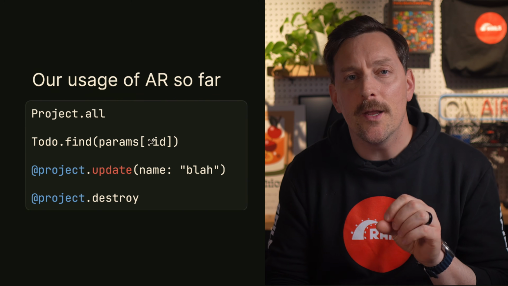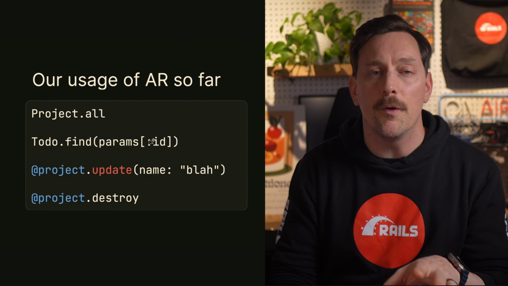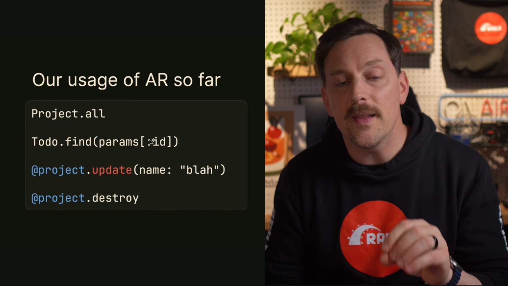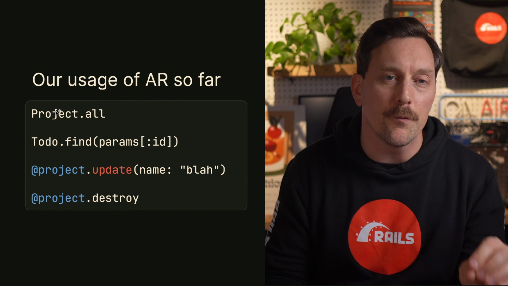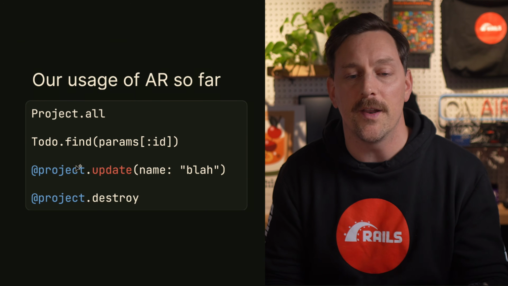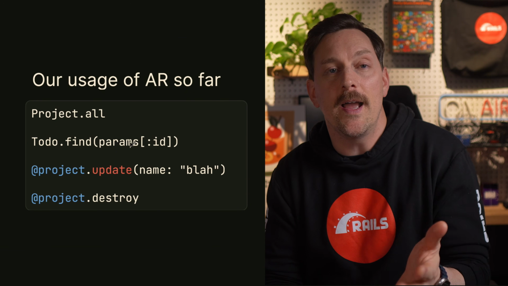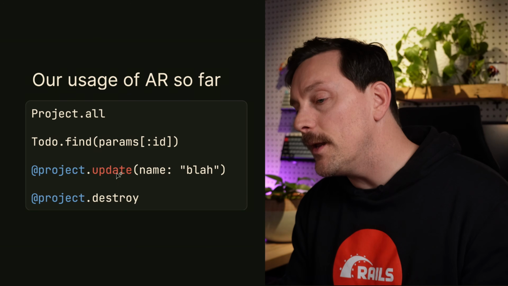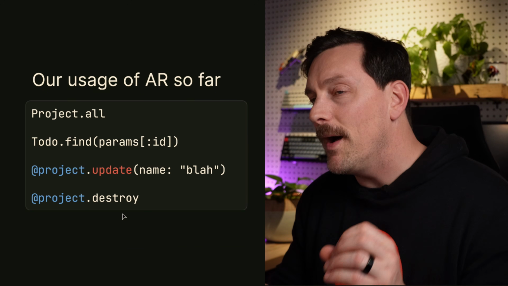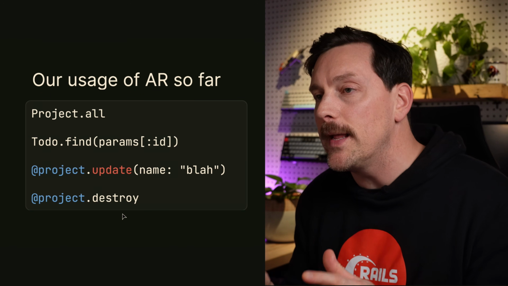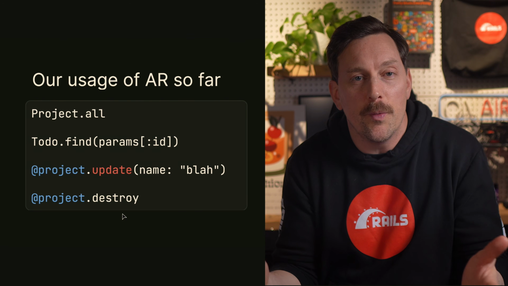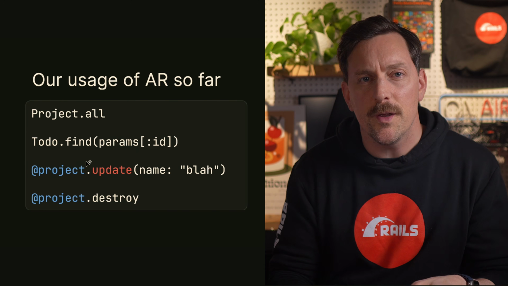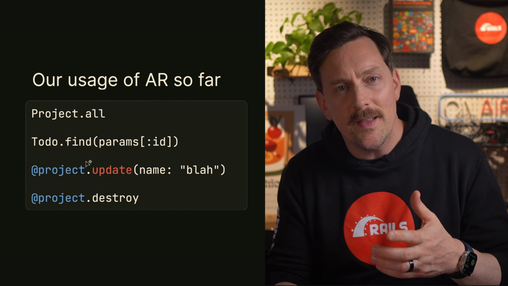Okay, so really quick, here's a greatest hits list of what we've done so far in our app Doable using ActiveRecord. All of these little Ruby commands using our models are actually using ActiveRecord under the hood. Project.all to find all of our projects, to-do.find with an ID in our params, updating projects and deleting projects. Behind the scenes, these are all generating SQL queries, but we didn't write SQL, we're just using these cute little Ruby methods.